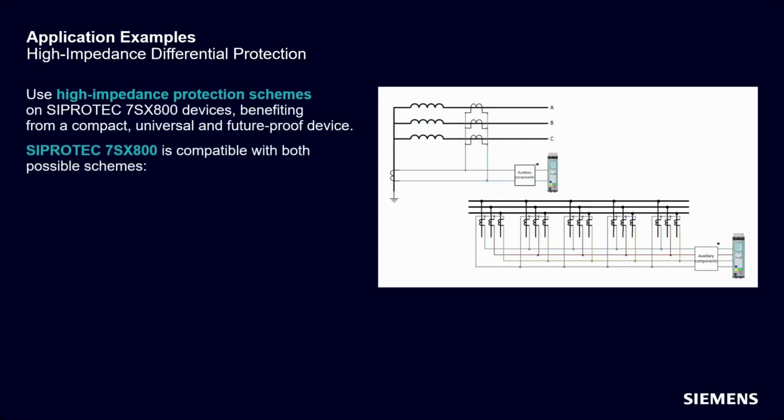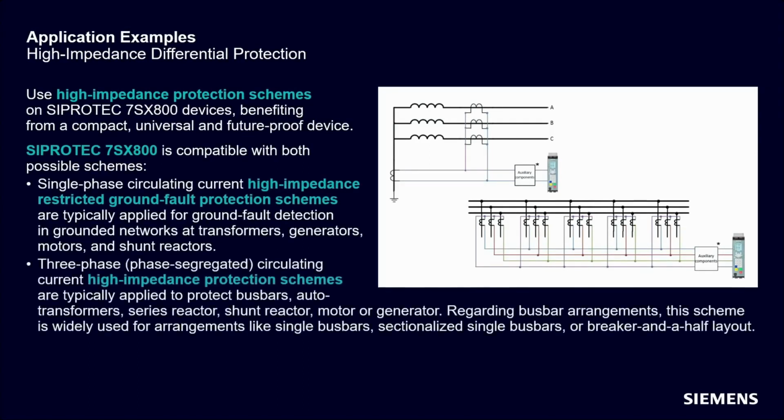High impedance differential protection. We will now present a more specific application example that demonstrates the versatility of the 7SX800 device, high impedance differential protection. The benefits of the compact, universal, and future-proof SIPROTEC 7SX800 are clear. This device is compatible with both high impedance protection schemes presented here.